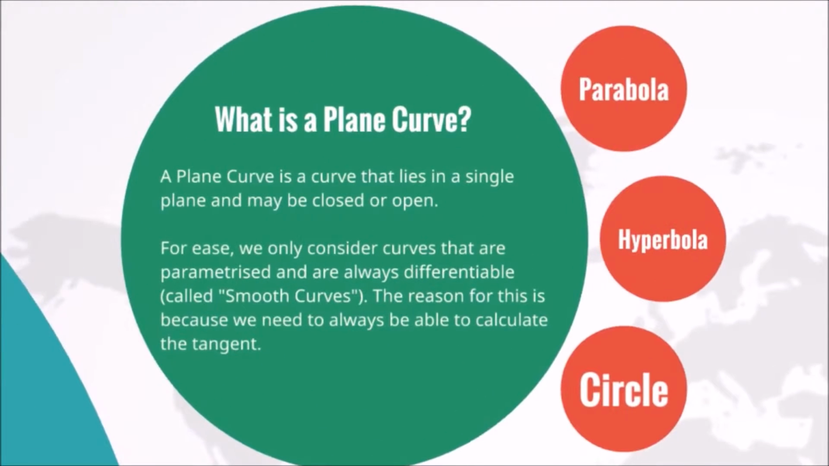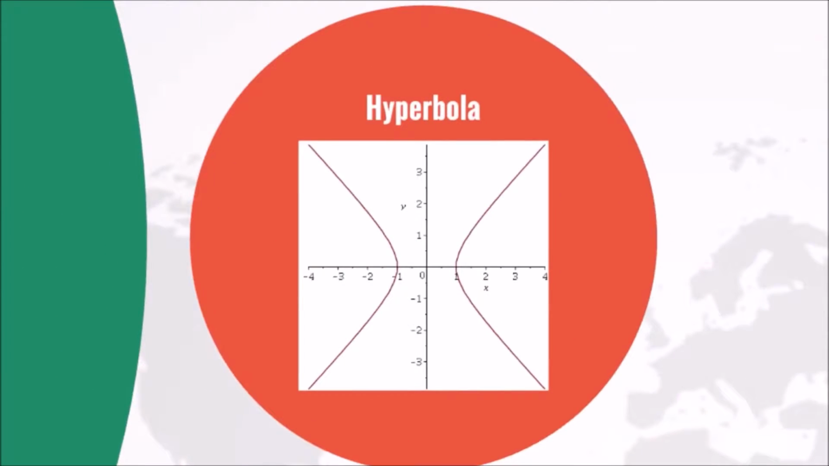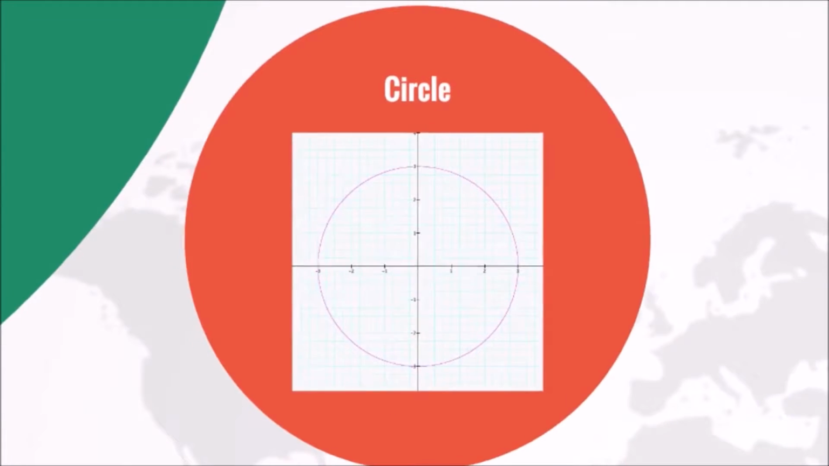A plane curve is a curve that lies in a singular plane, i.e. in 2D. For ease, we will only be looking at curves that are smooth, which means curves that are parameterized and always differentiable, as we will always be looking to find the tangent. Some examples of smooth curves are a parabola, a hyperbola, and a circle.